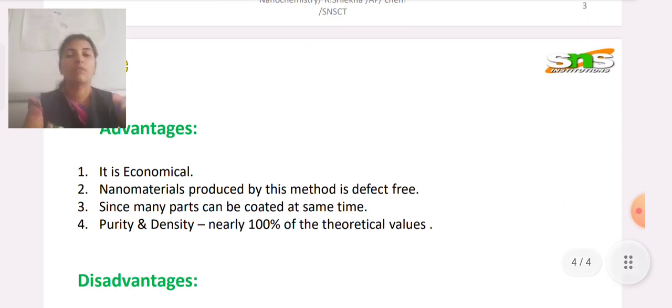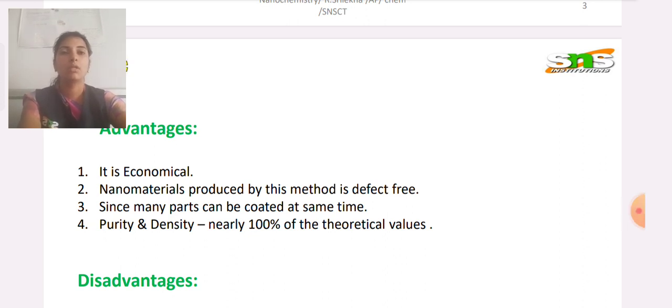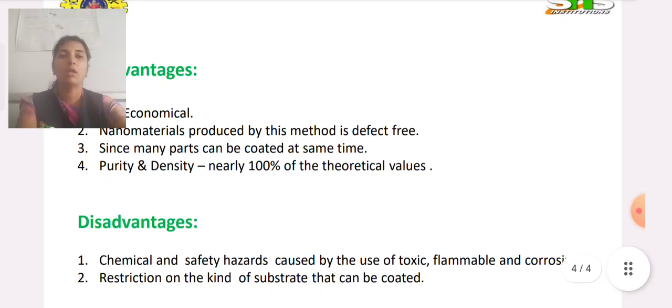Some more advantages of using the CVD method: it is economical. Nanomaterials produced by this method are defect free, since many parts can be coated at the same time. Purity and density are nearly 100% of the theoretical values.